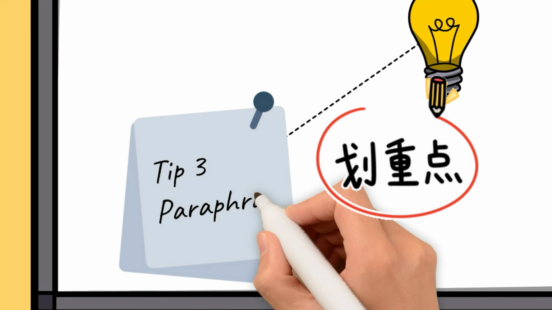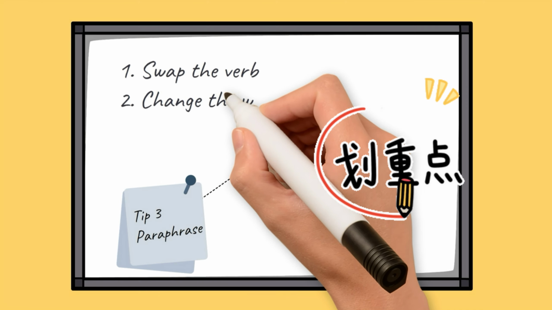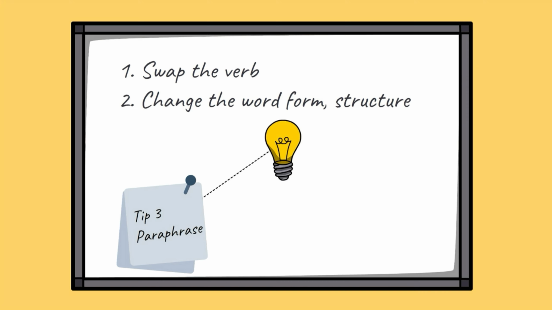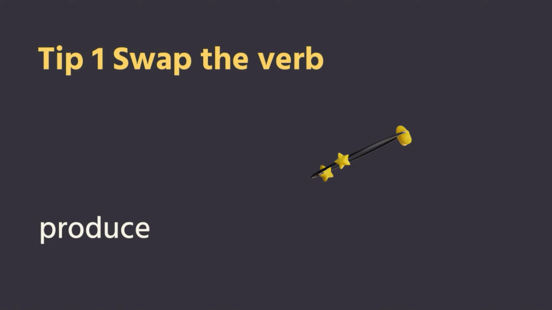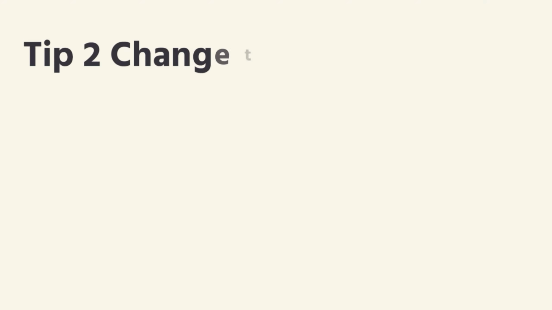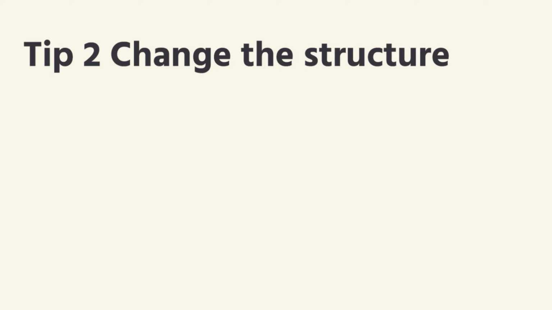techniques. First, swap the verb. Second, change the word form or sentence structure. First, swap out produce, make, and manufacture. That's all you need to remember. Second, switch between active and passive voice, change the word form, or just memorize them as a sentence structure.